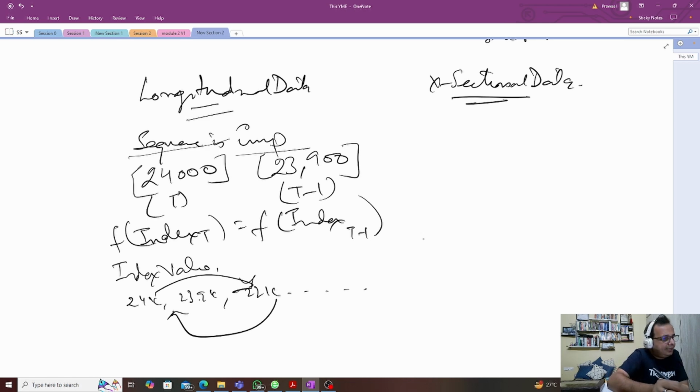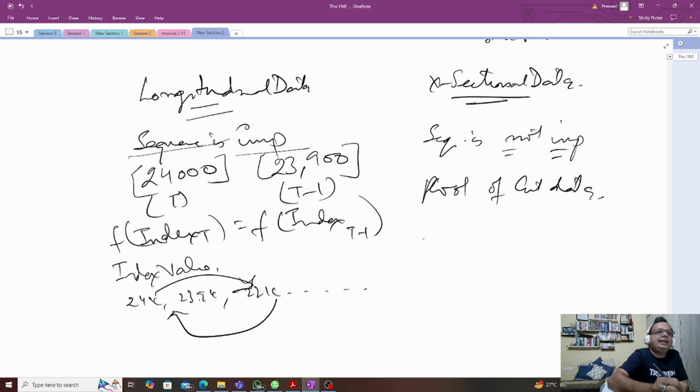In cross-sectional data, sequence is not dependent. So sequence is not important. Even if you shuffle the data, it will not make so much of a difference. So let's suppose there is a pool of customer data, or the same one which we are talking about, the index. If we change the sequence of index values, it will still make the same sense. So that is cross-sectional data, and this is longitudinal data.